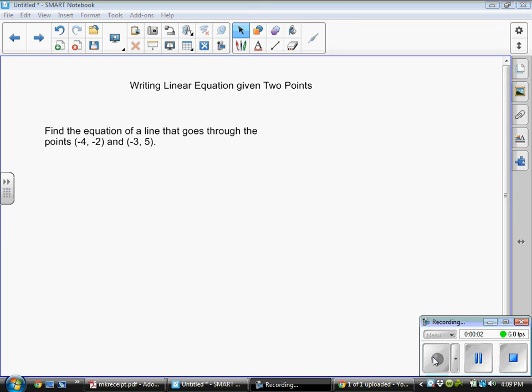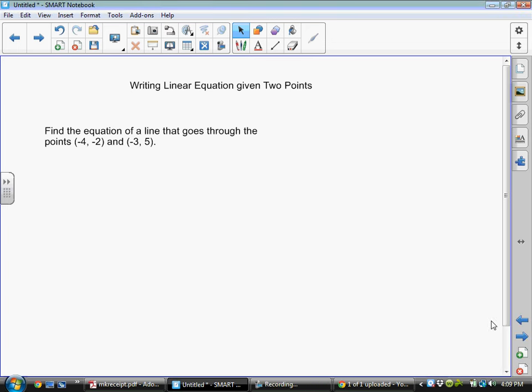This is a video on writing linear equations given 2 points. So you can write the equation when you're only given 2 points that the line goes through. It says find the equation of a line that goes through the points (-4, -2) and (-3, 5). So first thing we need to do is find our slope.